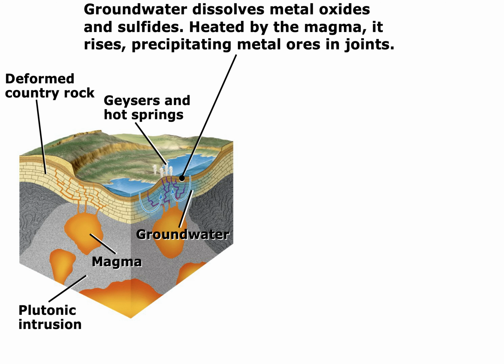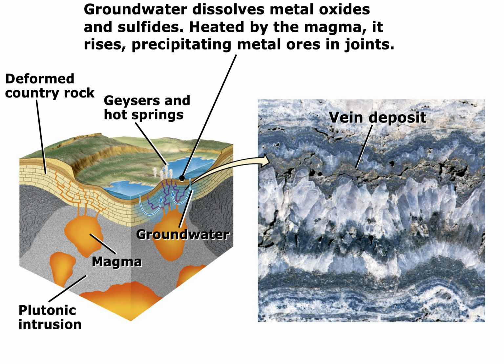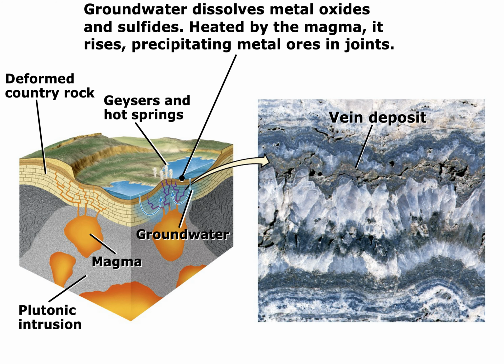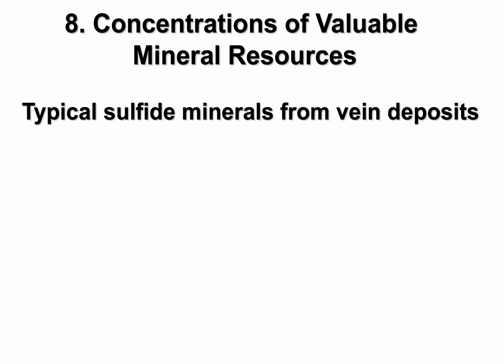So we have now the groundwater, and this groundwater dissolves metal oxides and sulfides, which becomes heated up by the magma and which rises, and the precipitation of metal ores will start in joints. And therefore we have here on the right hand a very nice picture from a vein deposit, that looks like this, very, very nice.